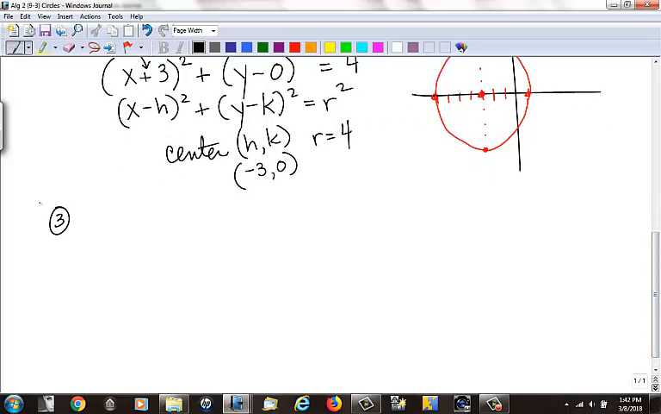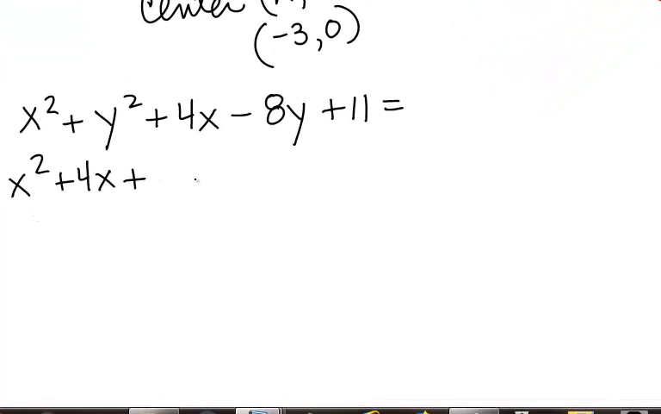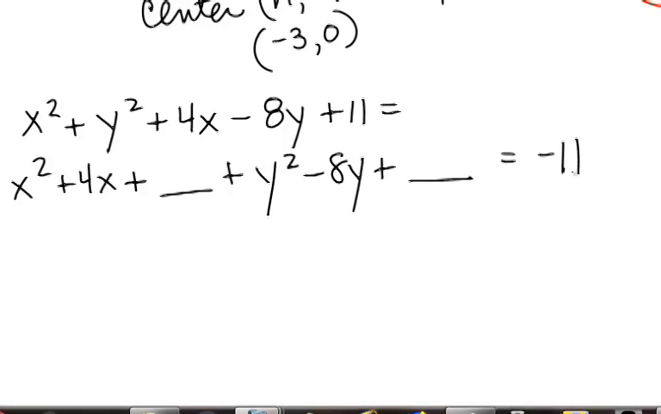Okay, let's try another one. X squared plus y squared plus 4x minus 8y plus 11. Okay, so group the x's together. X squared plus 4x plus, and leave a blank. Group the y's together. Plus y squared minus 8y plus, and leave a blank. Take that 11 over to the other side. So it'd be a -11 over here.